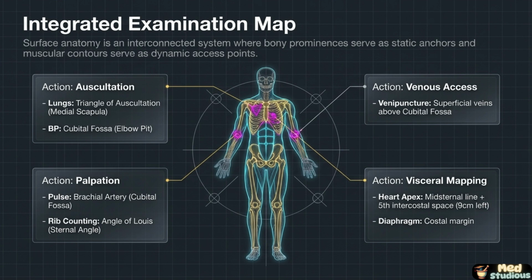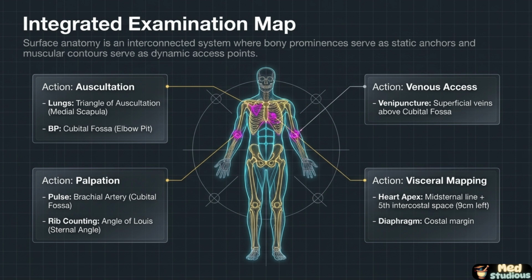Let's bring the entire surface anatomy of the thorax, back, and upper limb together into one integrated examination framework. Surface anatomy is an interconnected system where bony prominences serve as static anchors and muscular contours serve as dynamic access points. For auscultation, lung sounds are best heard through the triangle of auscultation at the medial scapula, while blood pressure requires the stethoscope over the brachial artery in the cubital fossa.